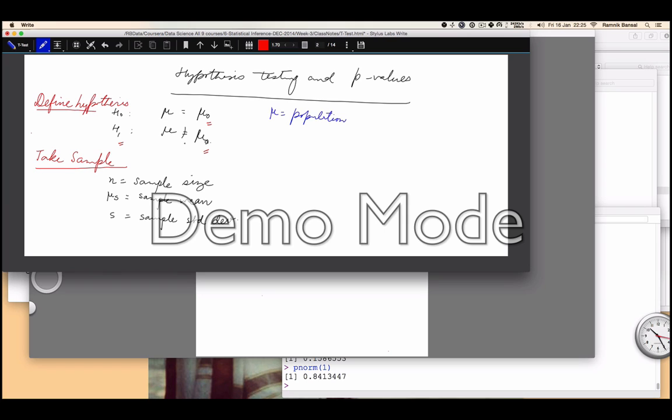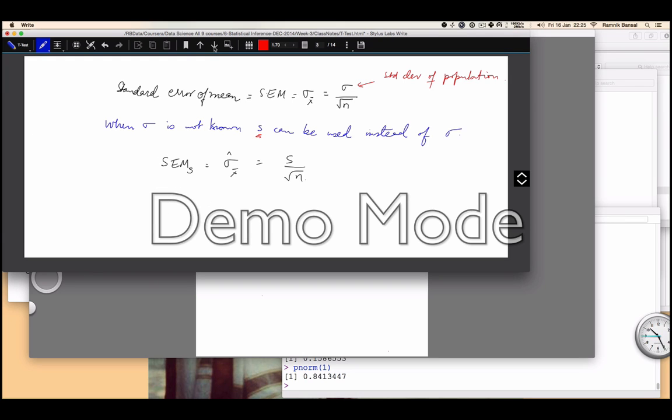Or I could have said mu is greater than mu zero plus 5, let's say. So now what we do is we take a sample. Say I take a sample of size n. Now the sample happens to have some mean, which is given by mu s, and the sample also happens to have a sample standard deviation. How do we know that the mu that we got is correct, or what is it indicative of?